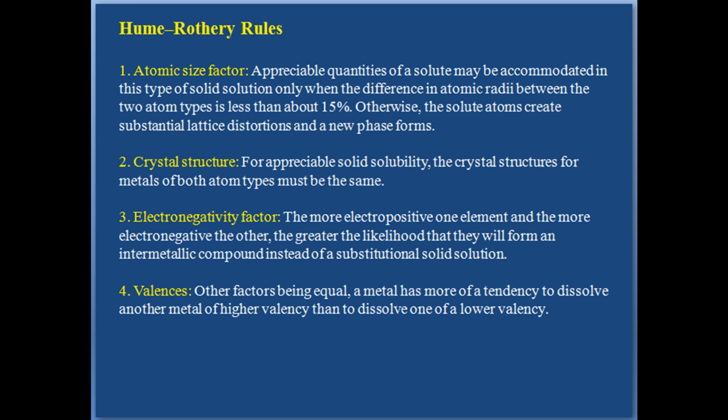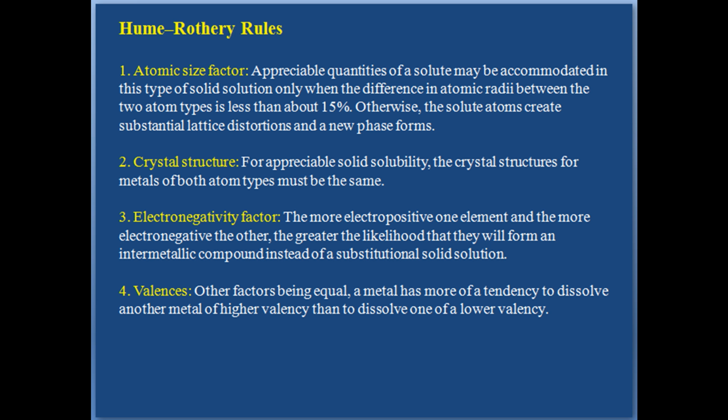Second is crystal structure. For appreciable solid solubility, the crystal structures for metals of both atom types must be the same. Third is electronegativity factor. The more electropositive one element and the more electronegative the other, the greater the likelihood that they will form an intermetallic compound instead of a substitutional solid solution. Fourth is valences. Other factors being equal, a metal has more of a tendency to dissolve another metal of higher valency than to dissolve one of lower valency. These four are the Hume-Rothery rules we have discussed.